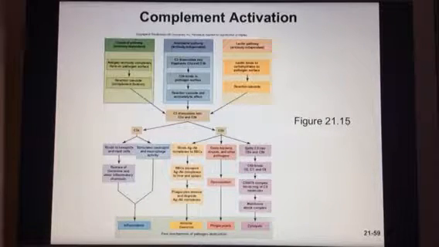Again, I would encourage you to read over this in your textbook, but you can see that there's lots of reactions that are going to take place, and again, the pathway is all 4 of those mechanisms, or the 3 different pathways lead to the 4 different mechanisms of destroying pathogens.